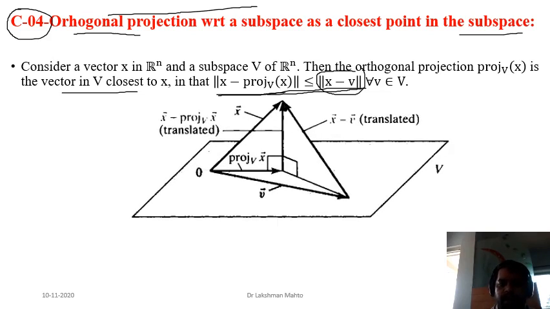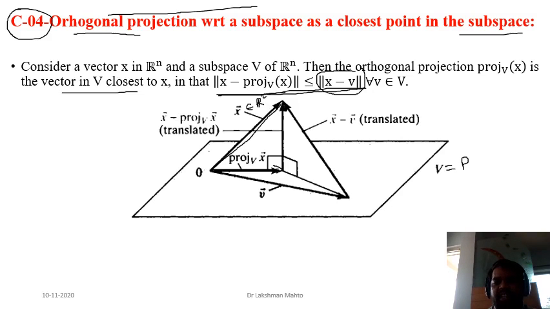I have also given a geometry of that. This is your arbitrary point x in Rn. Just for visualization, our subspace V is a plane kind of subspace, a 2D subspace, that means it has two directions. Now we project x over this plane. This is the projected part of x over the plane, projection of x over V.